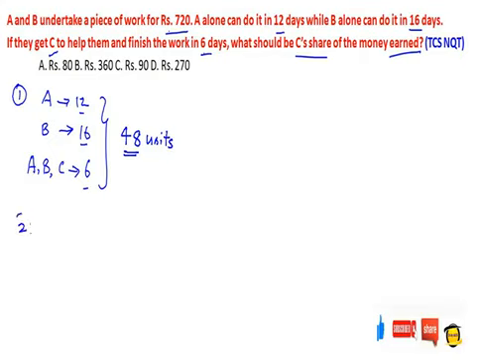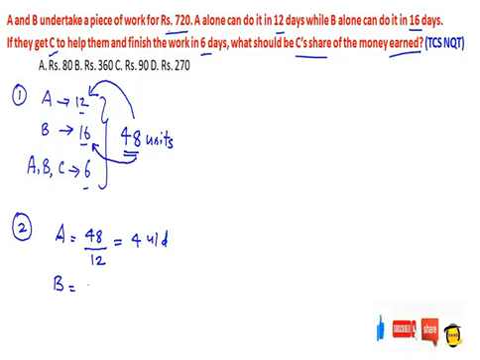Now let's move on to the second step where we need to find out the number of units completed by the persons in a single day. Let's start with A. A completes the 48 units of work in 12 days, which means how many units will A complete in one day? So 48 is being split into 12 individual days. So 48 by 12, that's going to be 4 units per day. Similarly, what about B? B completes the same 48 units in 16 days. So 48 upon 16, that's going to be 3 units per day, right?